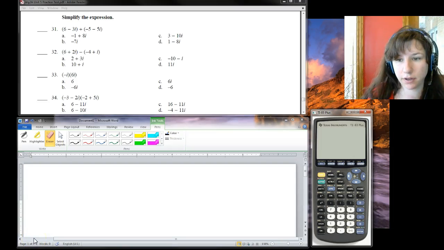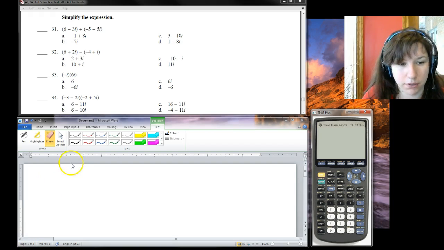All right, now 31, 32, 33, and 34 are just making sure you know how to do the simplifications when you have those imaginary numbers. So let me show you how to break those down.